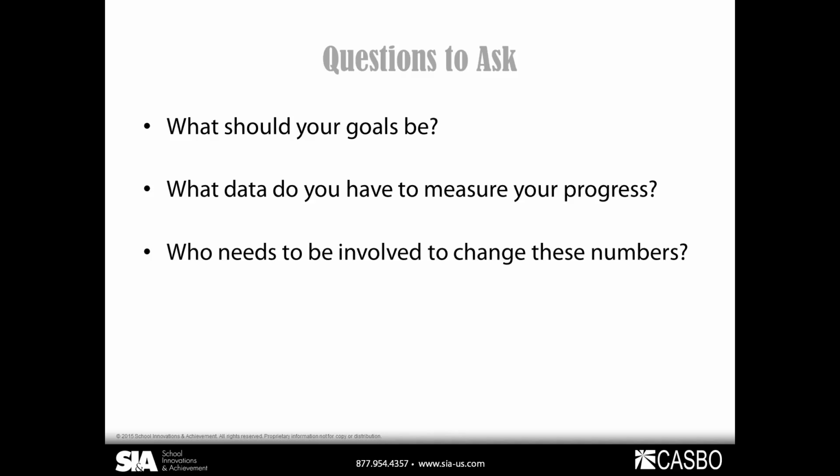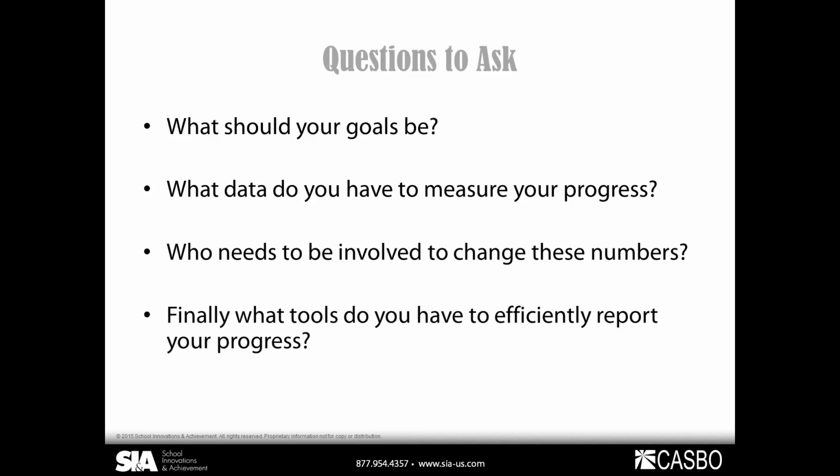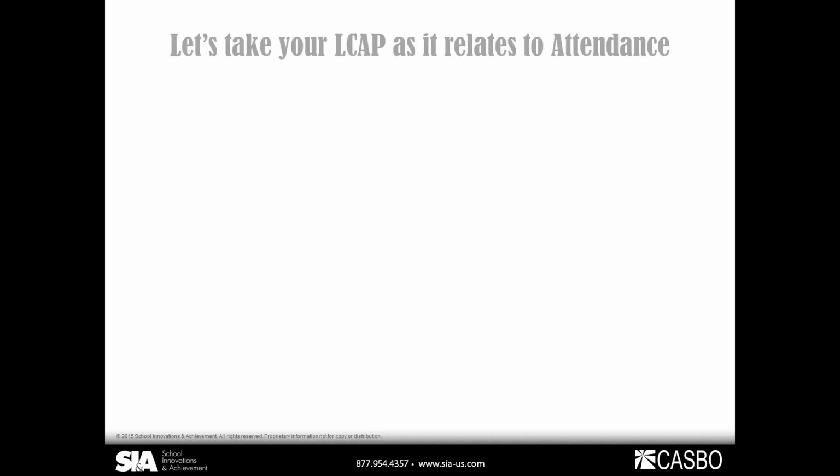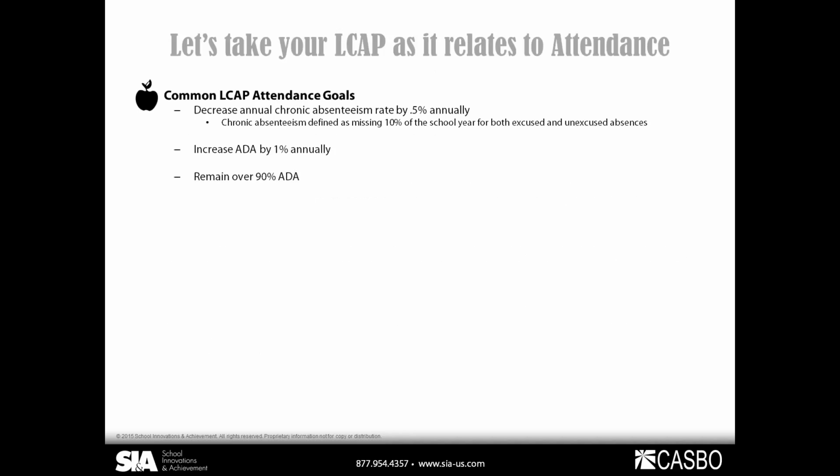In development of that, what we would recommend that you ask yourself when determining these LCAP goals is: What should your goals be? What are the expectations? What specifically are you shooting for? What data do you have to measure your progress to those goals? Who needs to be involved to change these numbers? When we set the goal, we're measuring them, so who has the responsibility to make the change required to reach those goals? And finally, do we have the systems and tools in place to efficiently and effectively report our progress accurately?